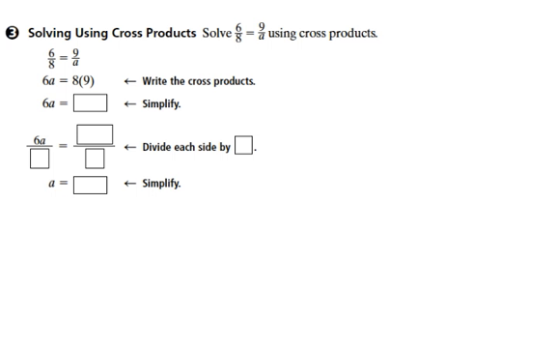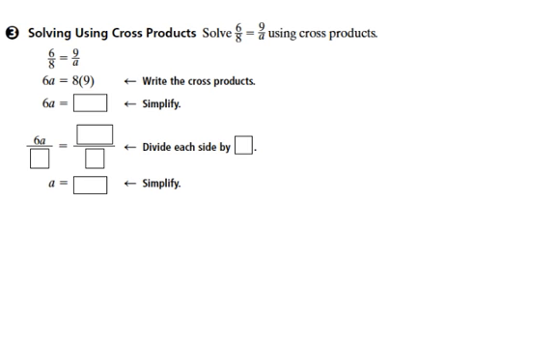Now we're going to use cross products to solve a proportion. Solve 6 over 8 equals 9 over a. There's nothing that we can multiply 6 by very easily to get 9, so that's why we're not going to use mental math. We are going to use cross products and our algebra skills to help us. We're going to cross multiply a times 6 and 8 times 9.